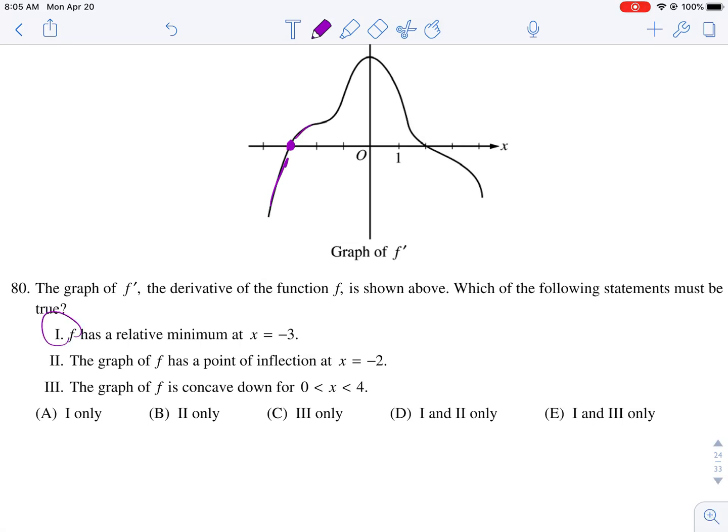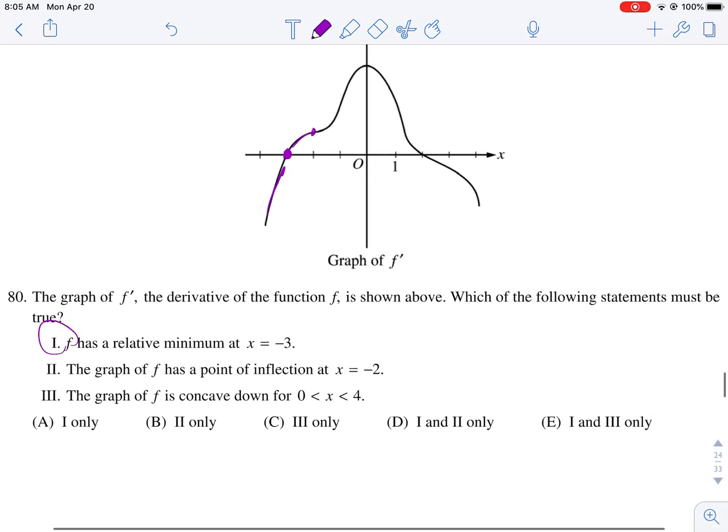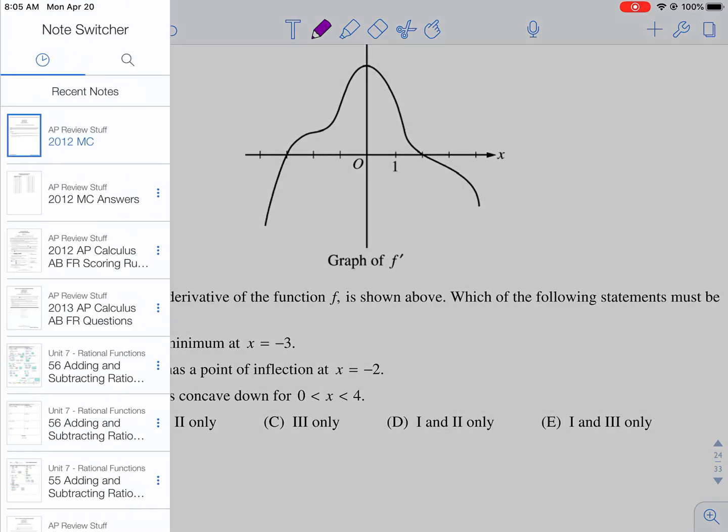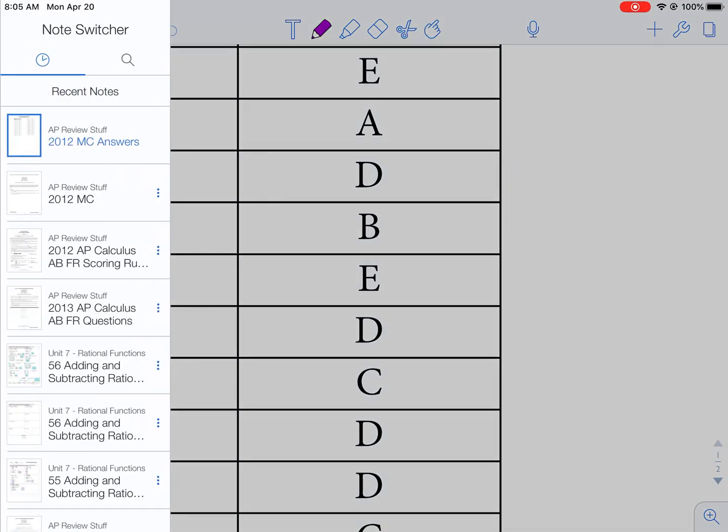There's an inflection point at -2. No. Inflection points come from f prime at its maxes and mins. And the graph of f is concave down from 0 to 4. Concave down, the definition is decreasing slope. This is a graph of the slope, and it is decreasing from 0 to 4. And therefore, it should be 1 and 3, which is answer E for number 80. And that is correct.